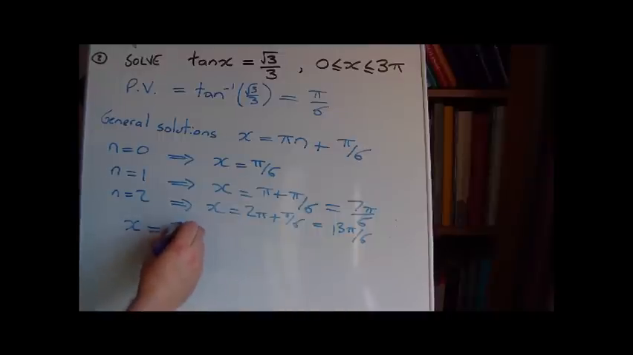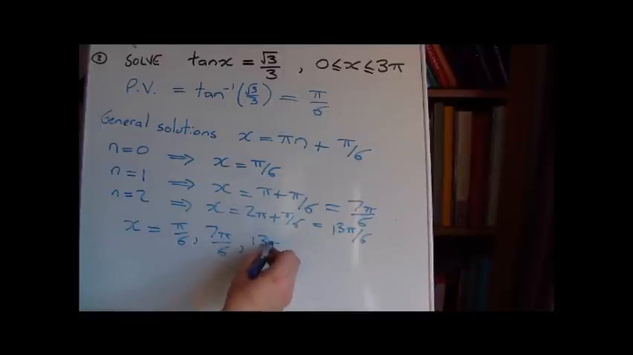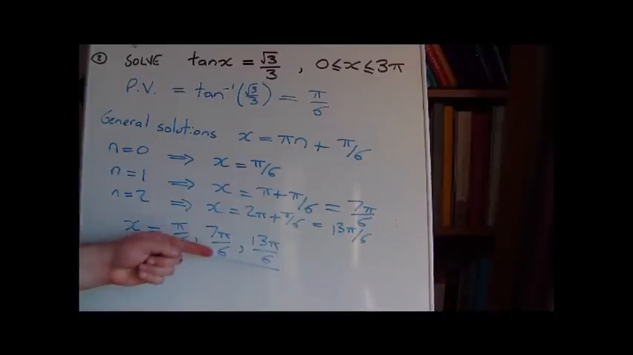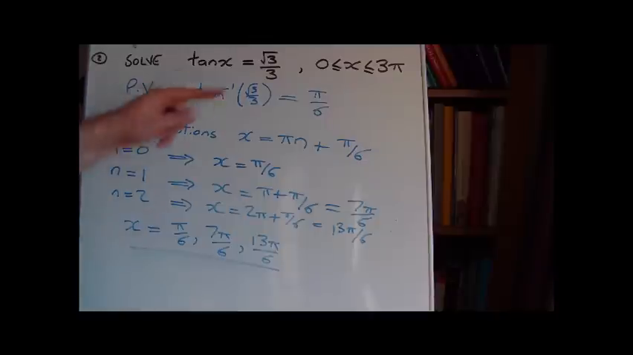So the complete list of solutions is pi/6, 7 pi over 6 and 13 pi over 6. In an exam, you could check that these were correct by substituting them back into the original trig function and checking that you get the value of root 3 over 3 or something close to it.